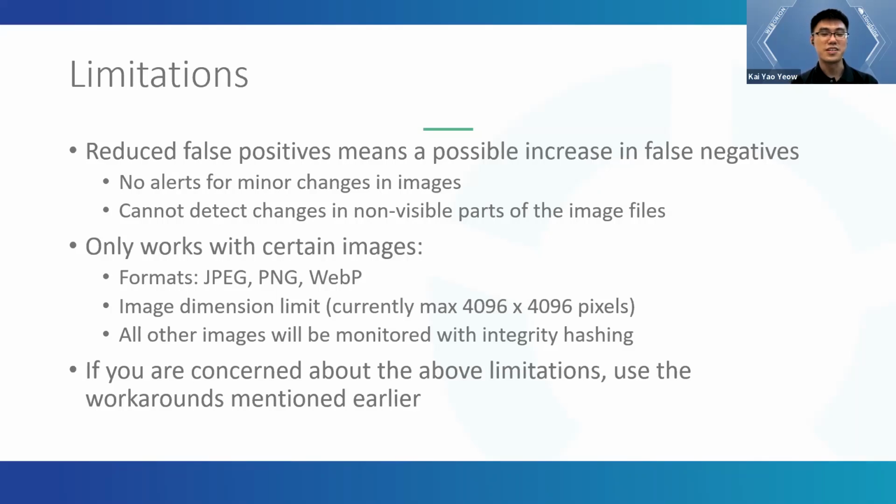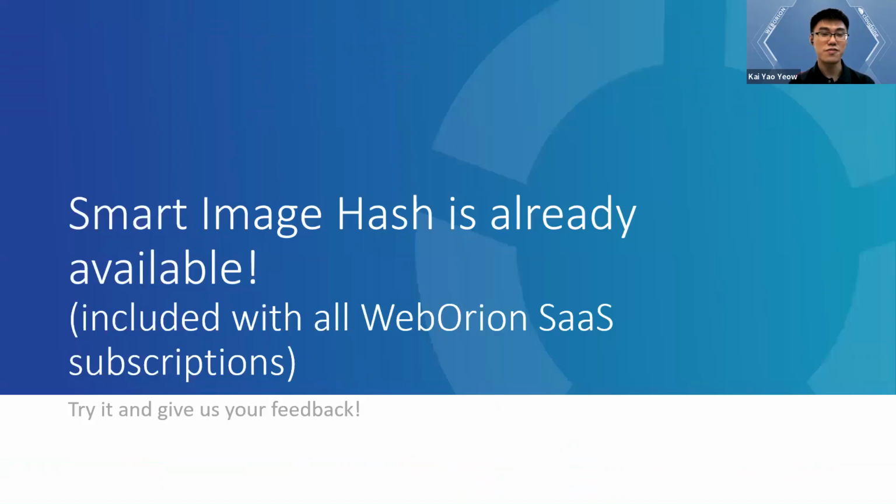Another thing to take note of is that there are certain image formats that we monitor, like JPEG, PNG, and WebP. There's also an image size limit, dimensions-wise. Currently, this is a maximum of 4096 pixels per side. If your image does not meet this criteria, we will still monitor it, but using the integrity hashing technique that we have been using all along. So if you're concerned about the above limitations, you can still use the workarounds that I mentioned earlier, and they will still work, and they will be able to detect all these changes that Smart Image Hash may miss. Right? So something to take note of.